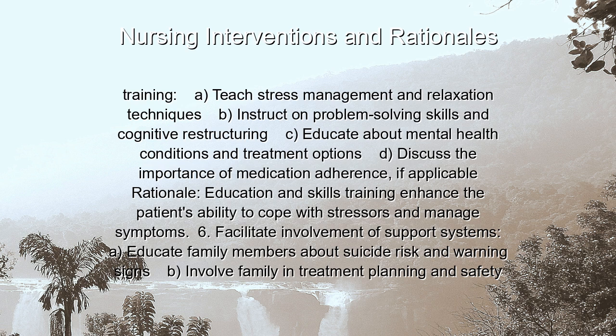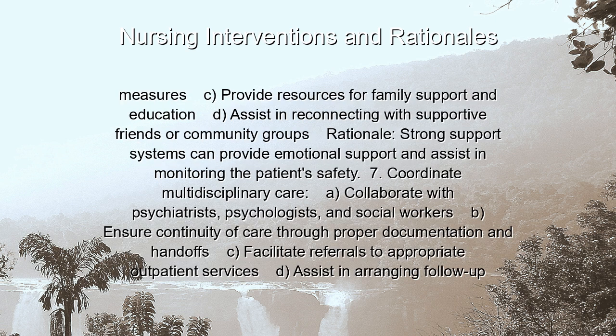6. Facilitate involvement of support systems. A. Educate family members about suicide risk and warning signs. B. Involve family in treatment planning and safety measures. C. Provide resources for family support and education. D. Assist in reconnecting with supportive friends or community groups. Rationale: strong support systems can provide emotional support and assist in monitoring the patient's safety.